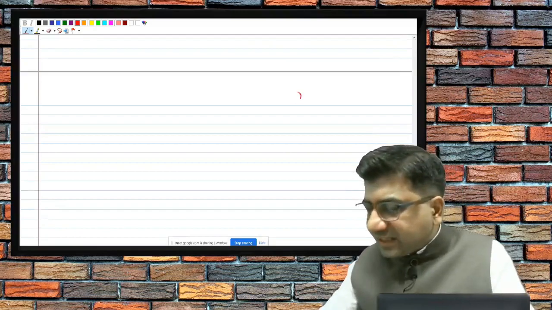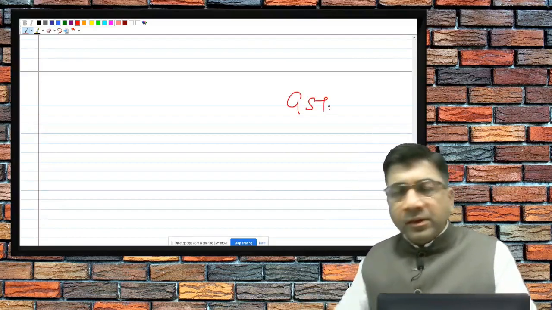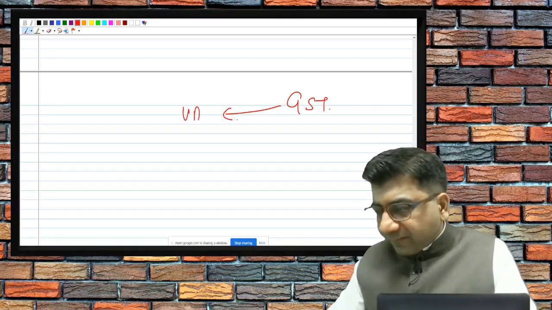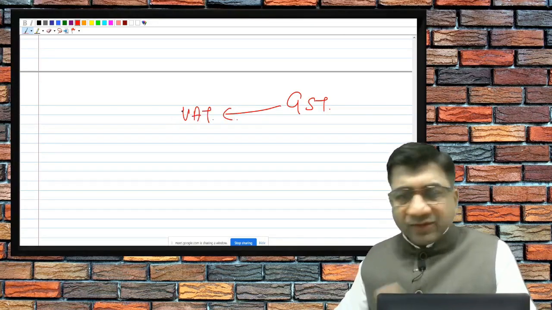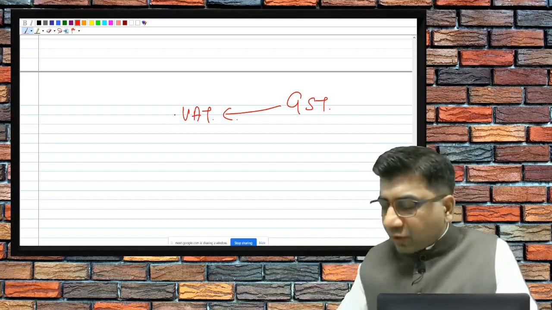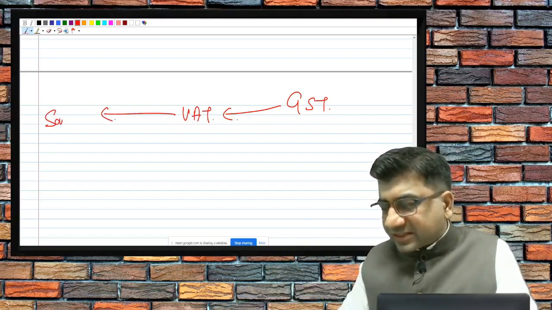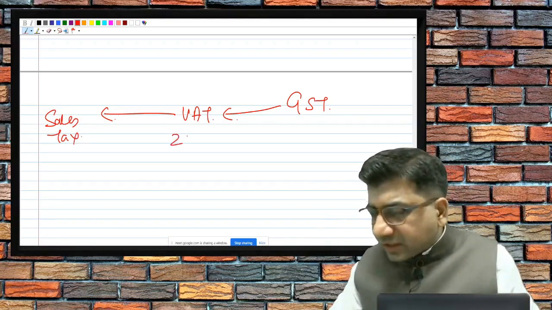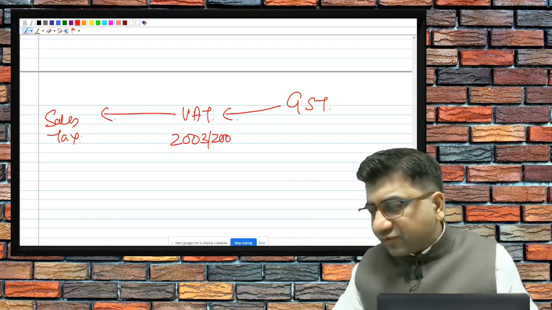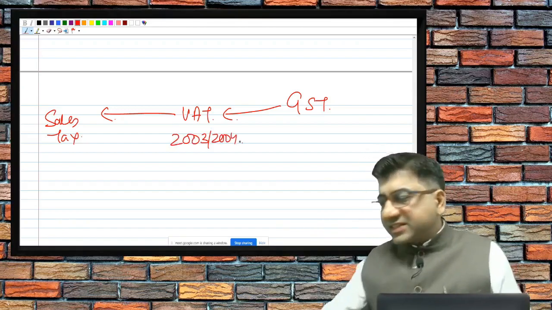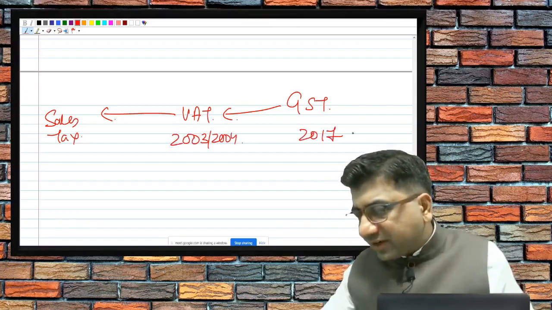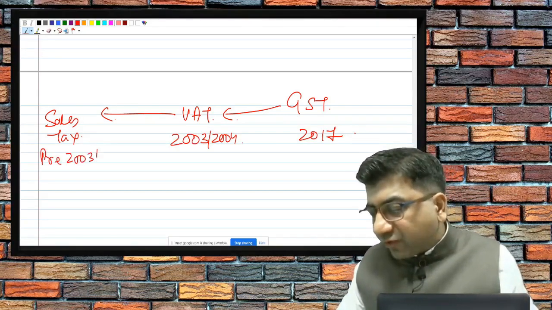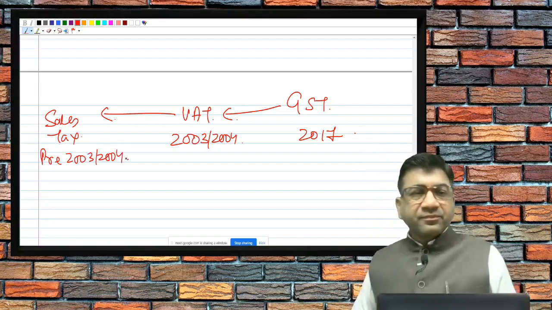So now is the GST. Before GST, it was VAT. If we can simplify the things, and before VAT, it was the sale tax system. This VAT was introduced lagbhag 2003-2004. And GST we know has been introduced in 2017. And pre 2003-2004 was the sale tax system.